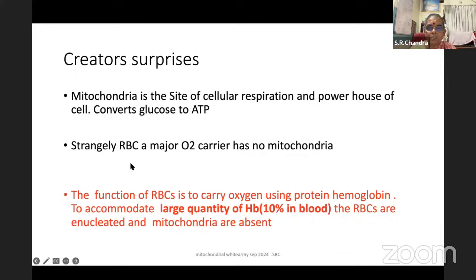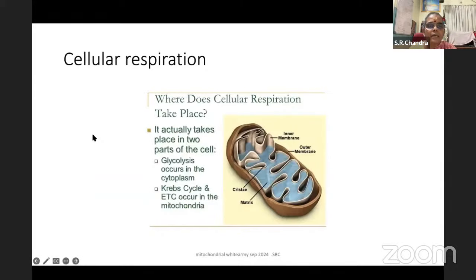The function of RBC is to carry oxygen using the protein hemoglobin. So the function of RBC is not transporting oxygen through the electron transport chain. It is through hemoglobin. And to accommodate a large quantity of hemoglobin, the RBC is enucleated and mitochondria is absent. So that is a surprise, another oxygen transporter that does not have mitochondria. And where does cellular respiration take place? It actually takes place in two parts of the cell. Glycolysis occurs in the cytoplasm, and the Krebs cycle and electron transport chain occur in the mitochondria.